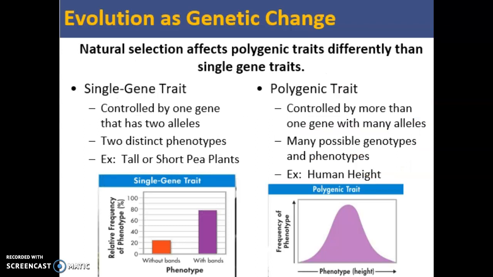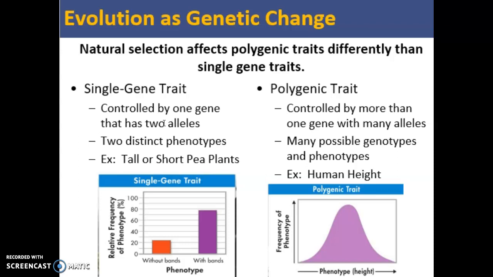Now, natural selection affects single gene traits and polygenic traits a little bit differently. But remember that with a single gene trait, right, it's one gene that has two alleles. One allele is dominant and the other is recessive. And it leads to two different phenotypes. For example, if we're talking about pea plants, you could either be tall or short. Right? There's really nothing in between.